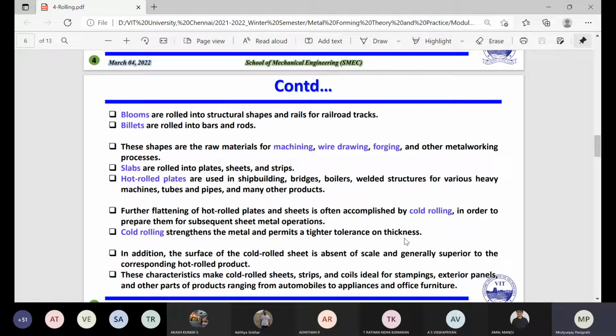So now, three things I just told. Again, I will show some of the schematic diagram, how it looks like. The blooms are rolled into the structural shapes. Now you have three things: one is the bloom, billet, and slab.